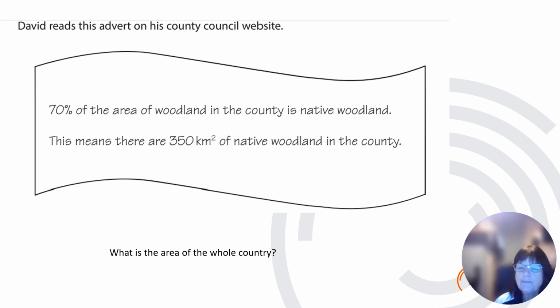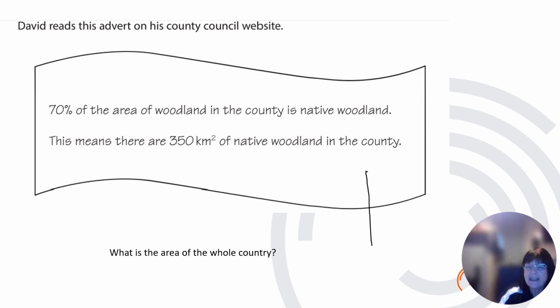Okay, so this was a pretty evil question. So I'm going to show you how to do it with and without a calculator. So with a calculator, we use the same system. David reads this advert on a county council website. 70% of the area of woodland in the county is native woodland. This means there are 350 square kilometres of native woodland in the county.